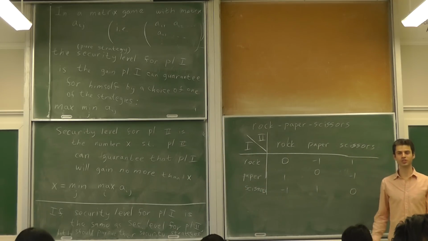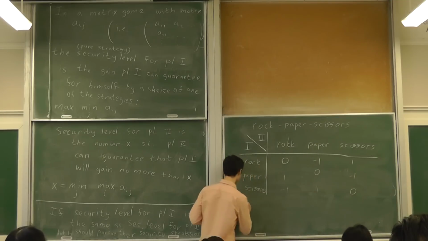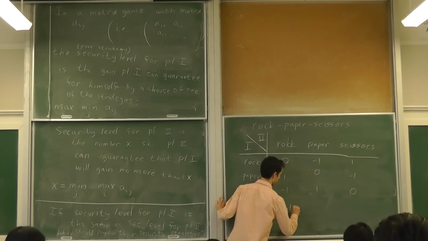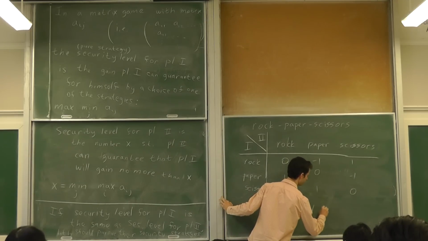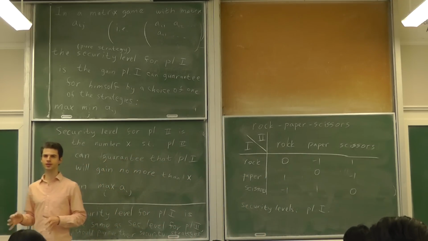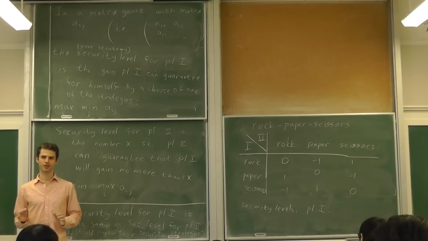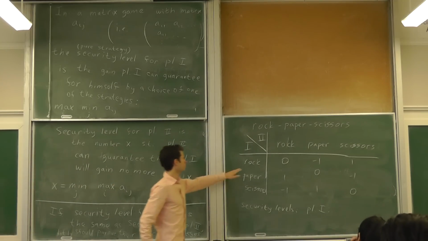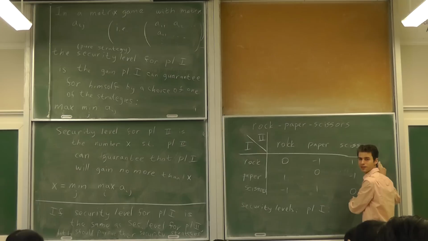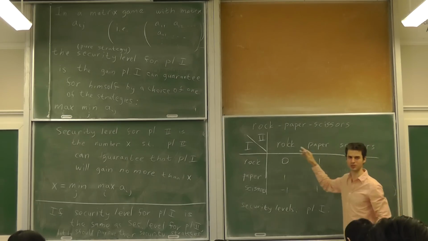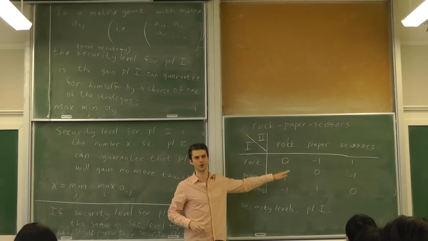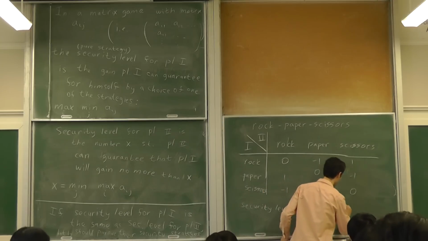Another thing, what are the security levels? For player 1, how many points can he win assuredly? Well, in the worst case, for him, each one of the 3 rolls is -1. So if the second player knows what the choice of the first player is, he can make him lose 1 point, of course. So the security level here is -1.